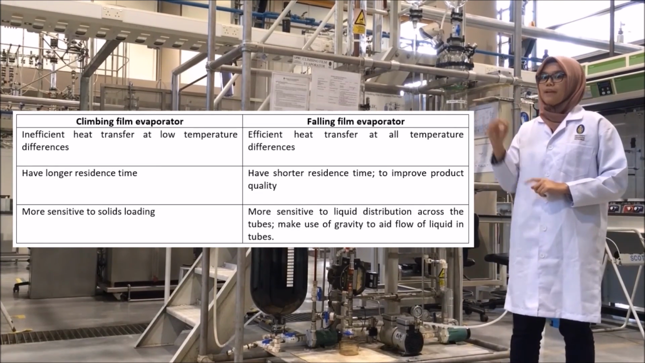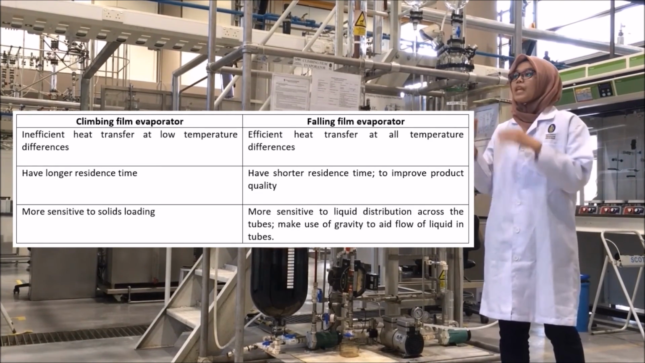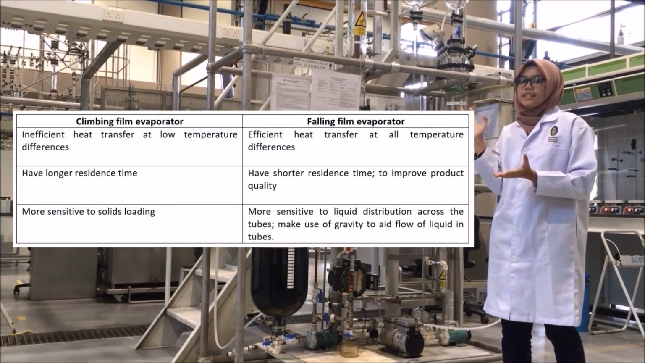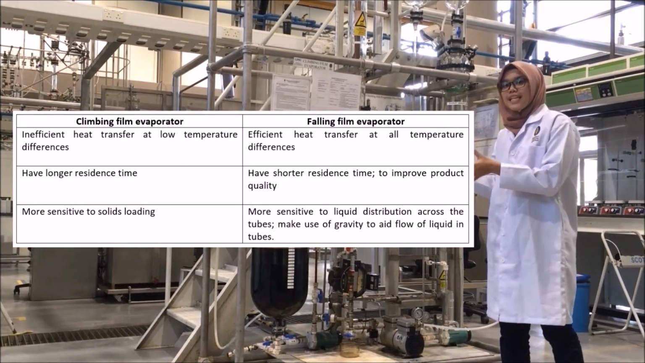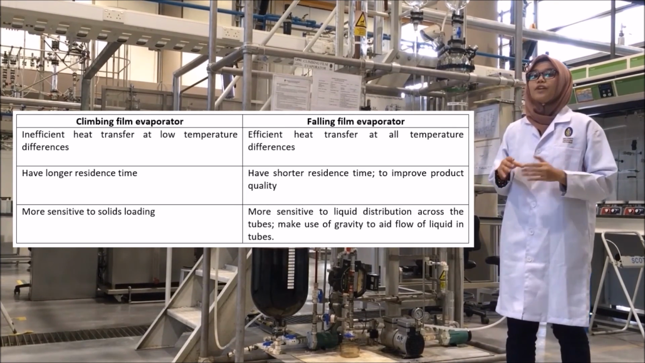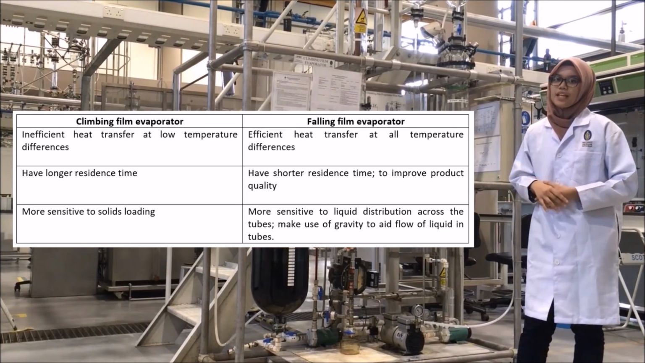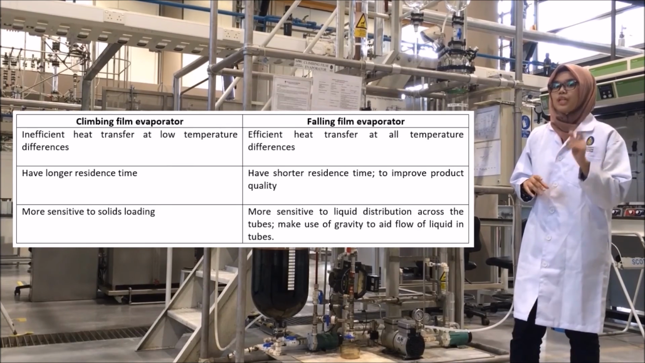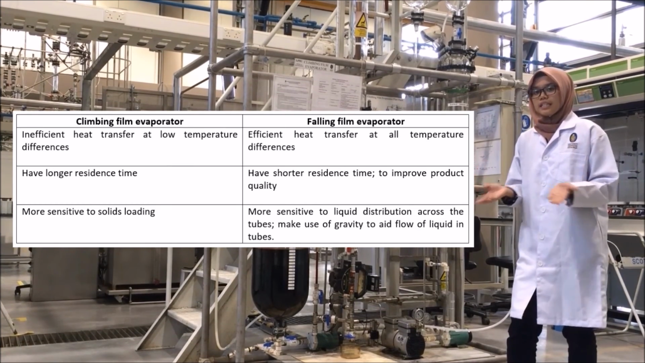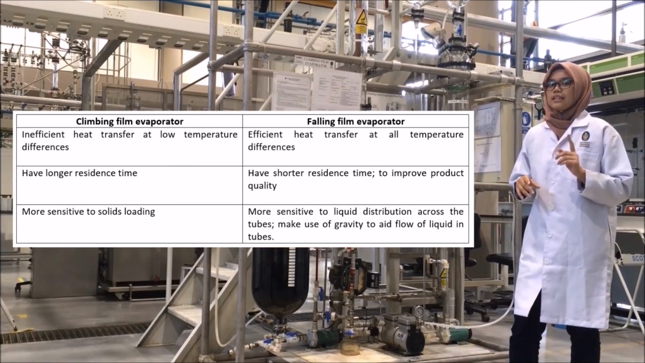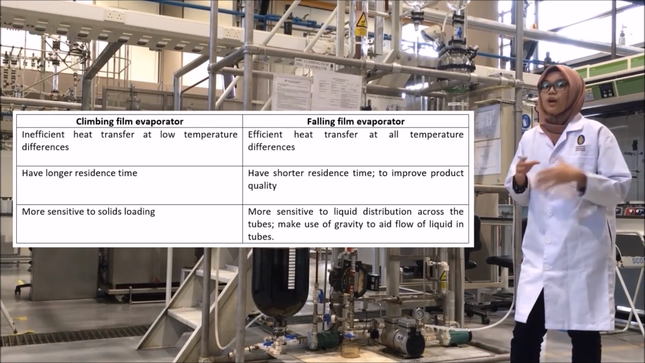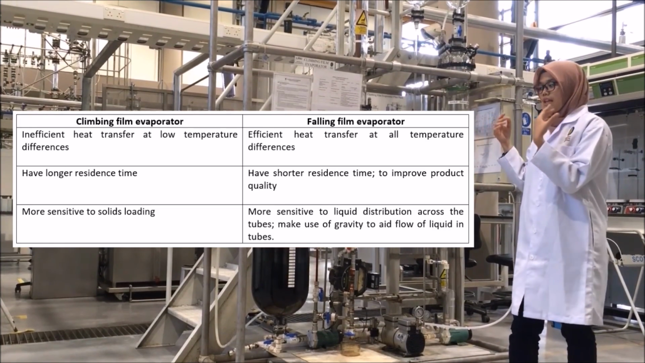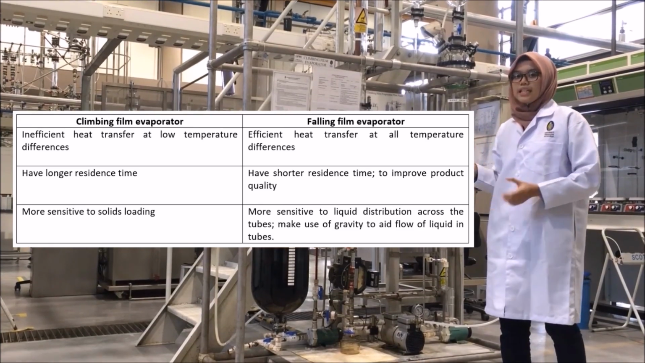And the third comparison is that the climbing film evaporator is more sensitive to solid loading, while the falling film evaporator is more sensitive to liquid distribution. This is because it can make use of gravity to help the flow of the solution in the tubes.